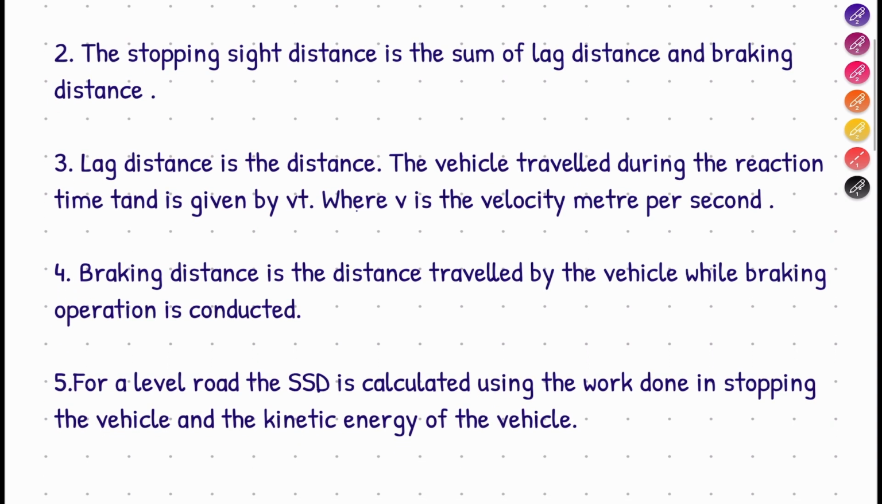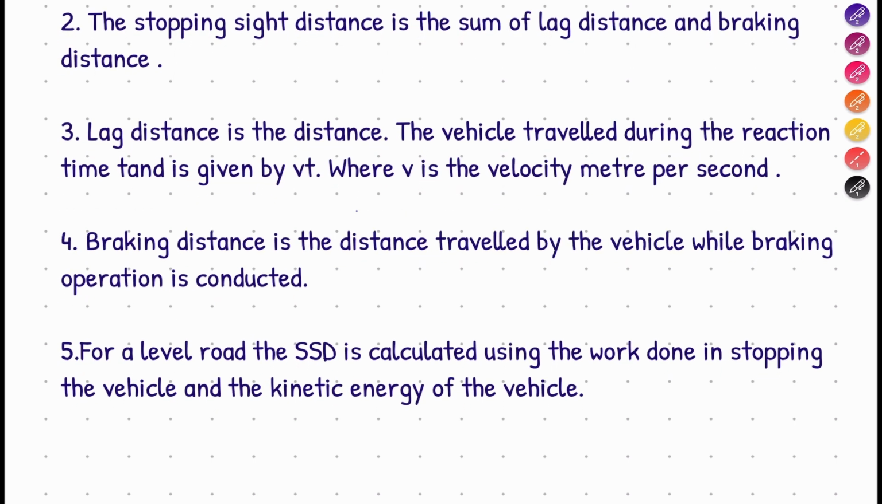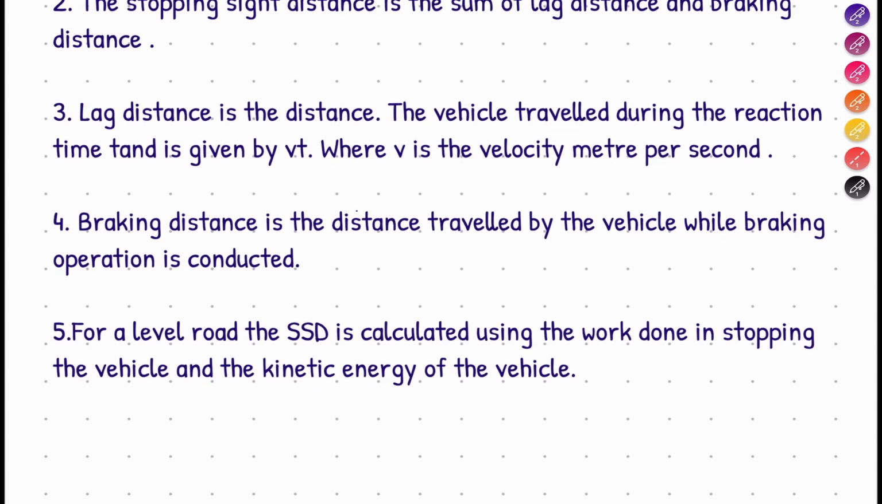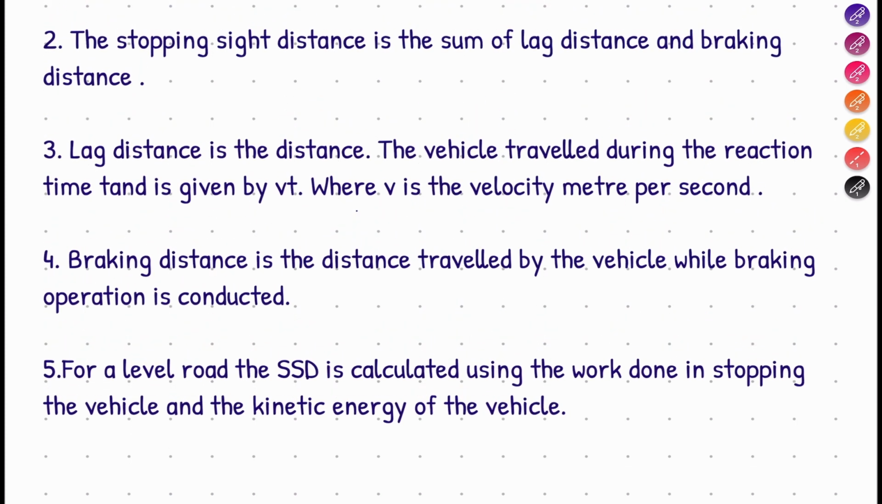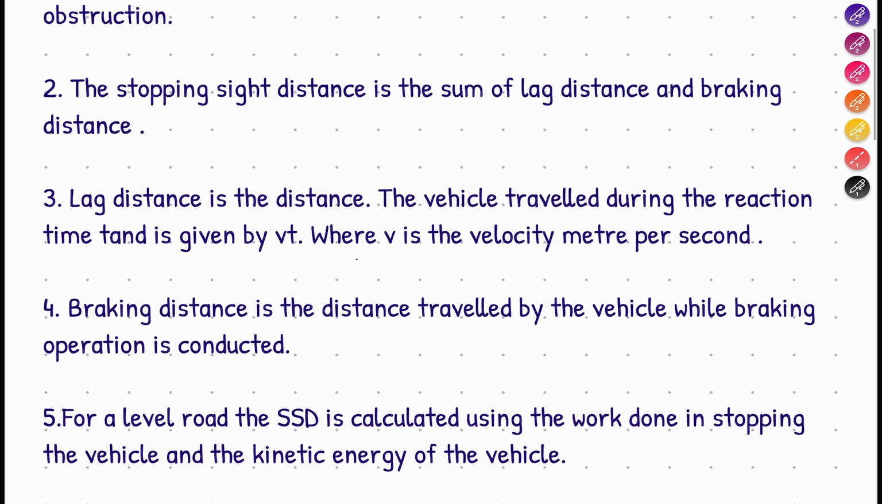Lag distance is the distance the vehicle travels during the reaction time and is given by Vt, where V is the velocity in meter per second and t is the time required for the driver to react, the reaction time for the driver. Next is braking distance. It is the distance traveled by the vehicle while the braking operation is conducted, right?